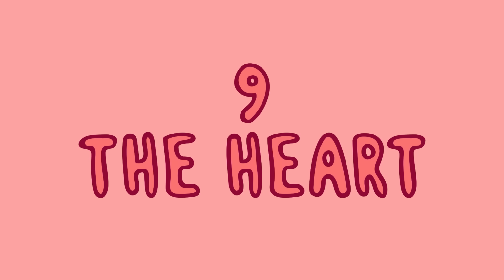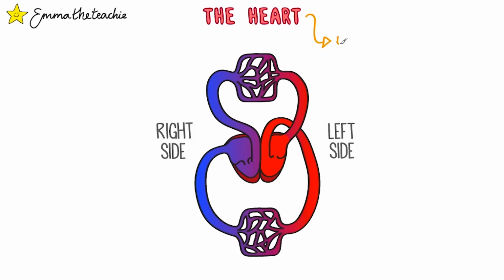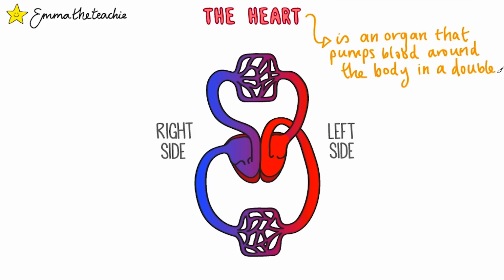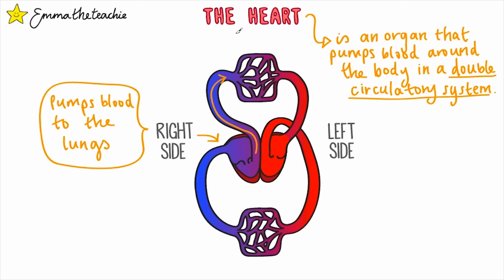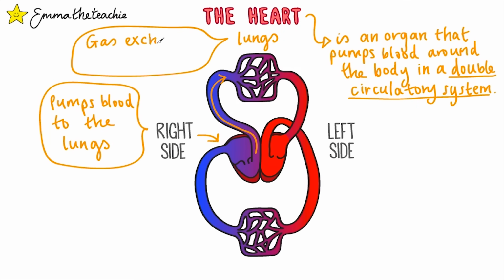9. The heart. The heart is an organ that pumps blood around the body in a double circulatory system. This means that each side of the heart pumps the blood to a different place. The right side of the heart has deoxygenated blood, so it needs to pump the blood to the lungs. And up here you can see the capillary network of the lungs. This is where gas exchange takes place, providing the blood with oxygen.